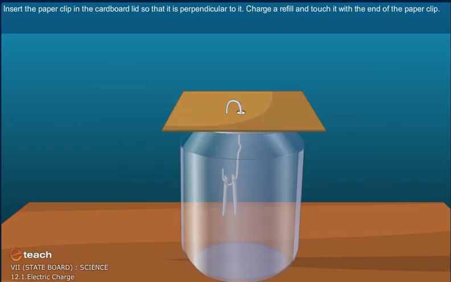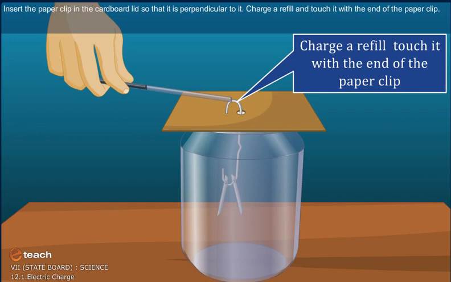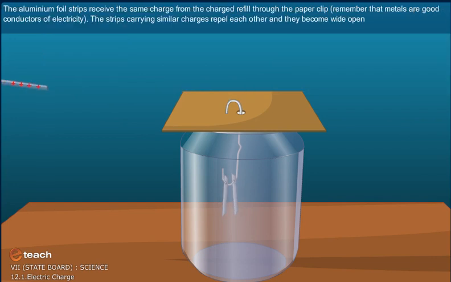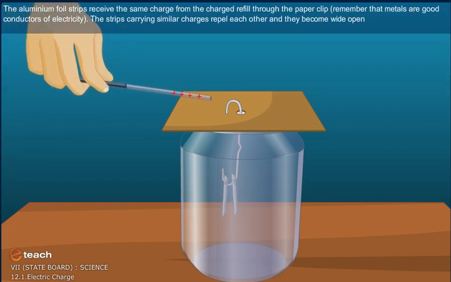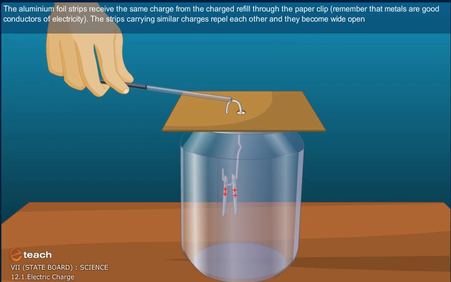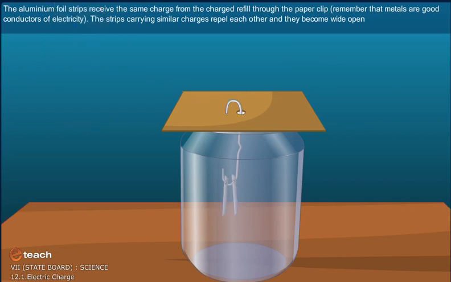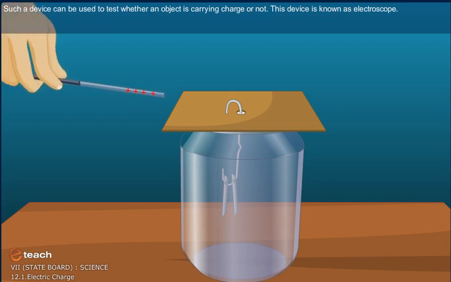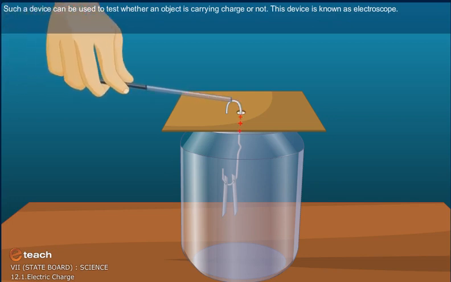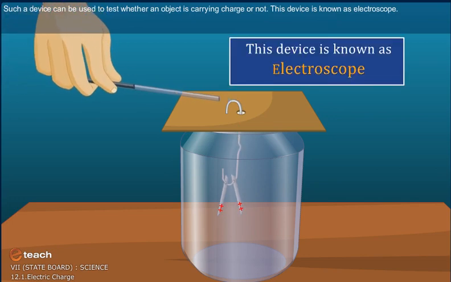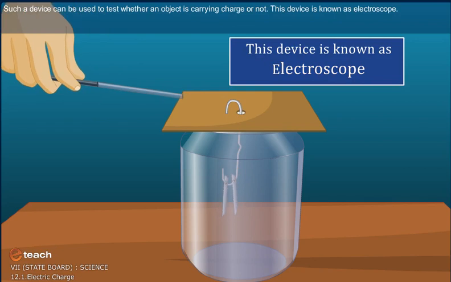Charge a refill and touch it with the end of the paperclip. The aluminium foil strips receive the same charge from the charged refill through the paperclip. Remember that metals are good conductors of electricity. The strips carrying similar charges repel each other and they become wide open. Such a device can be used to test whether an object is carrying charge or not. This device is known as an electroscope.